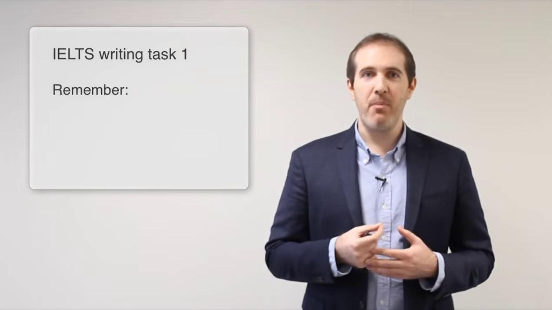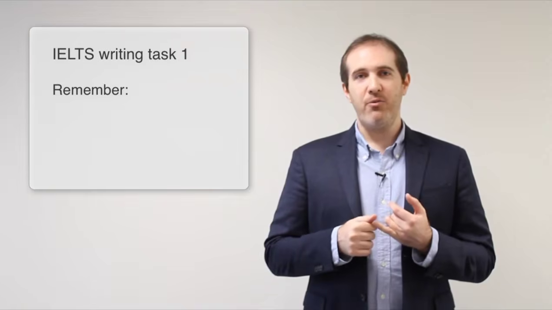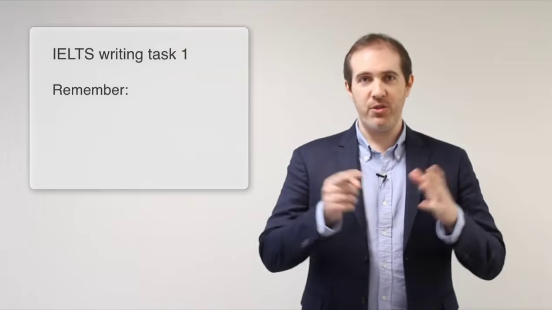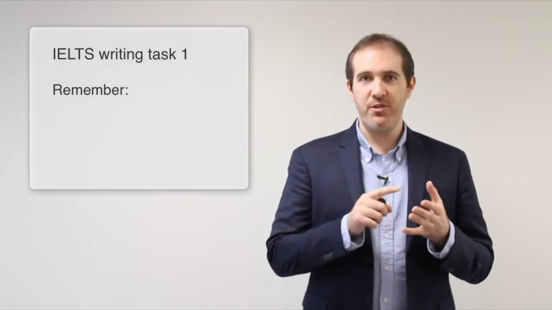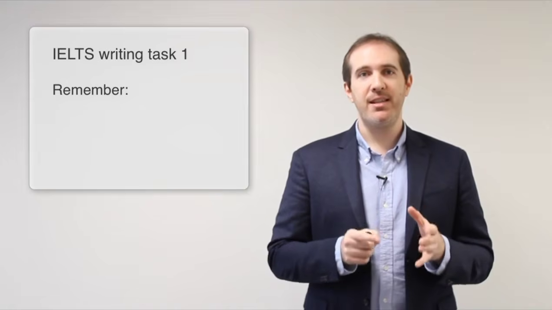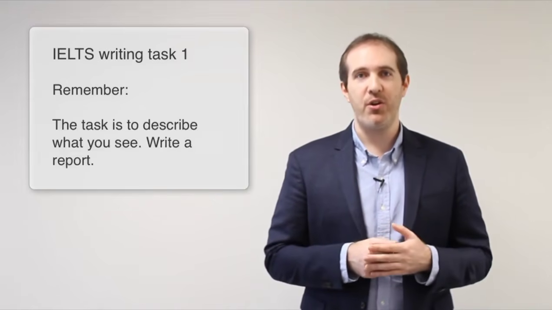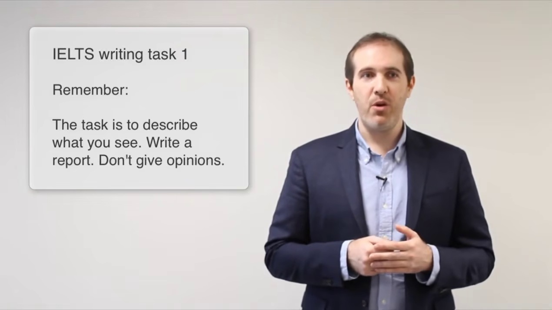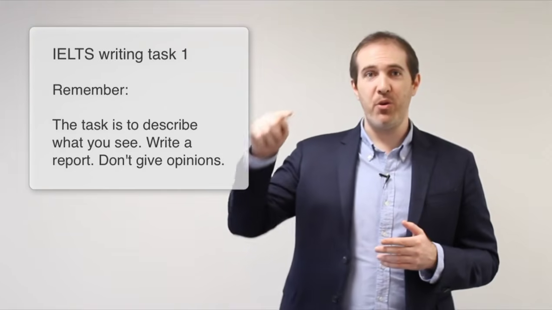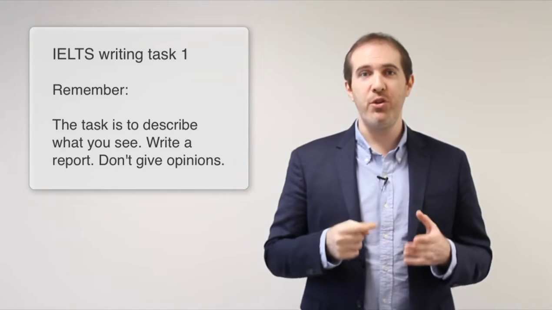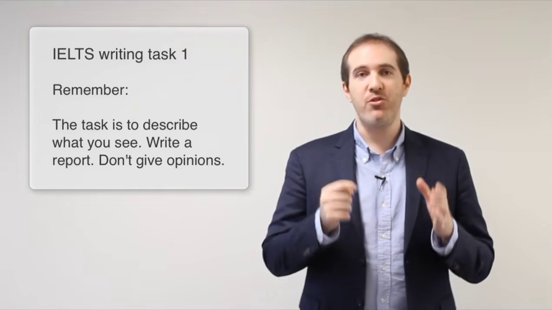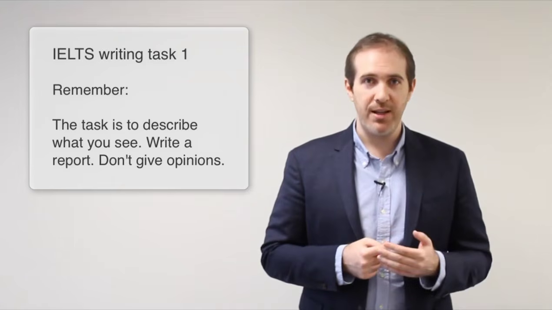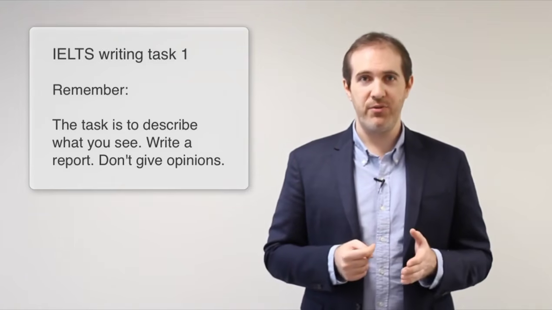A few things to remember before we start. The Writing Task 1 task is to describe a figure, some kind of graph, chart, or diagram that you see. Your task is to describe it and write a report on it. You are not supposed to give your opinions. You don't know why the line on a graph goes up or down. You haven't got the research. All you see is the graph and you describe what you see. This we would call a report. It's the description task. So no opinions first of all.